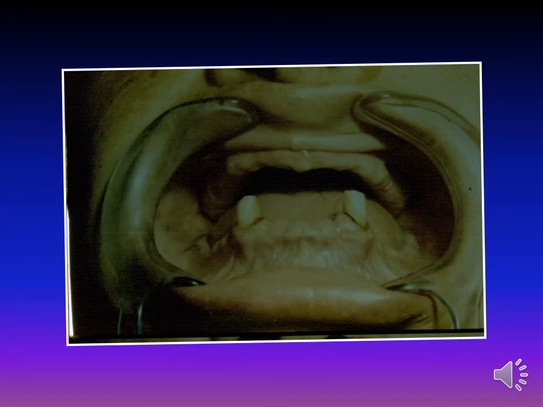Here, two canines, but with periodontal involvement and must be treated before. This also two canines, much better than the other slide.